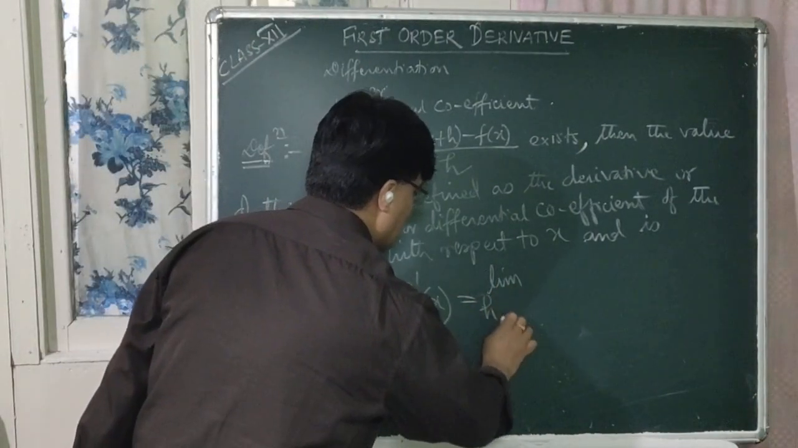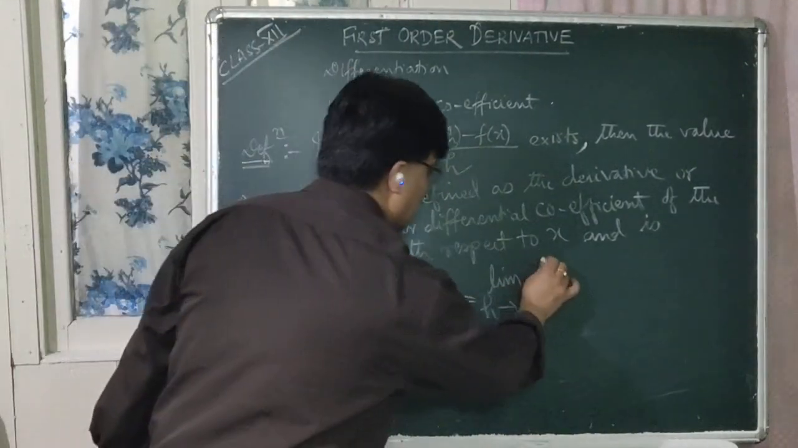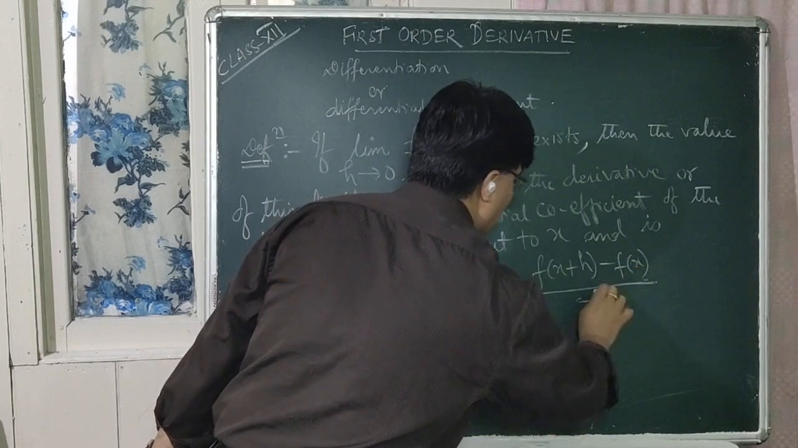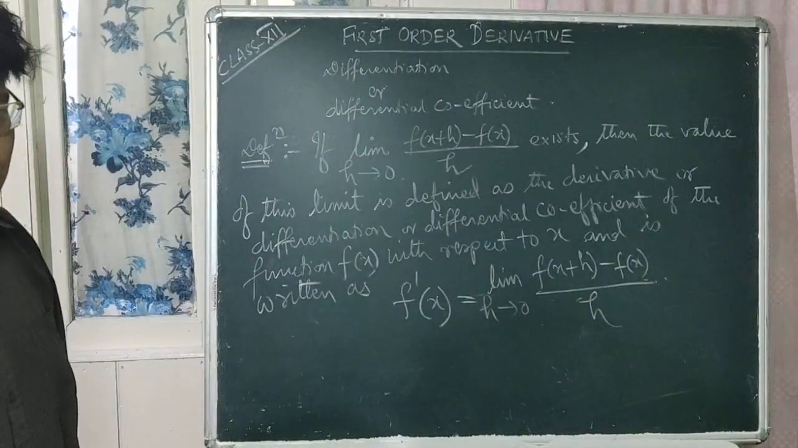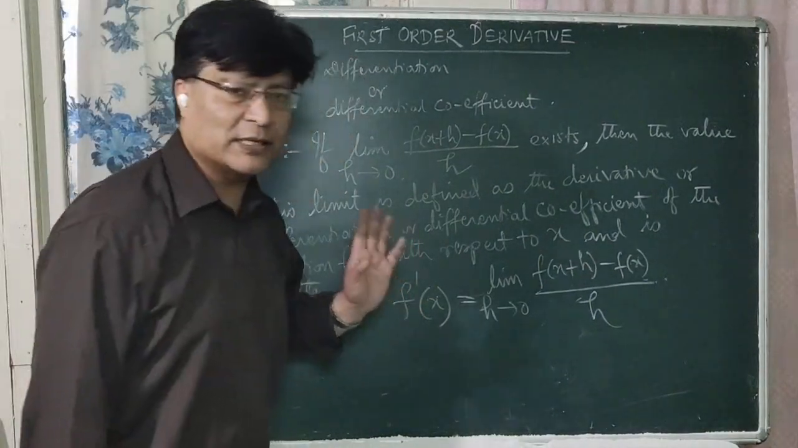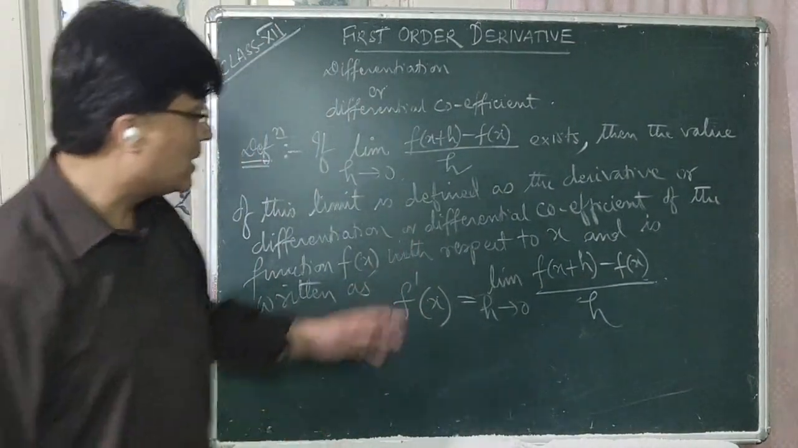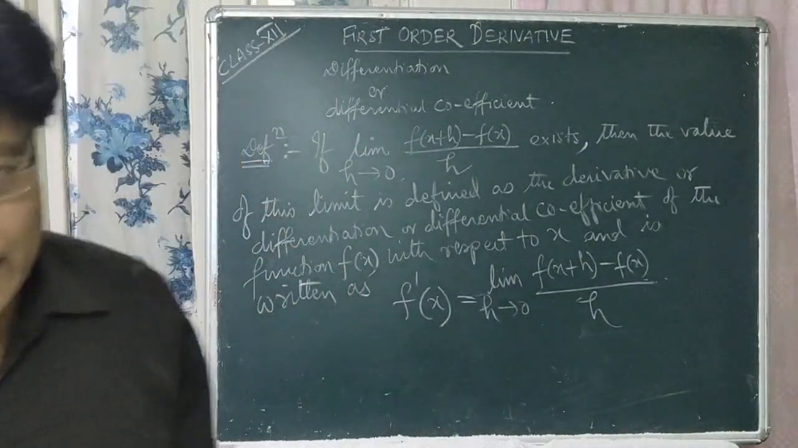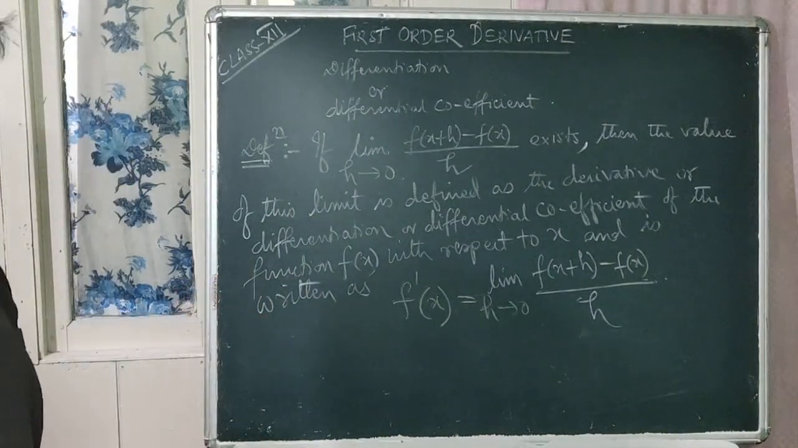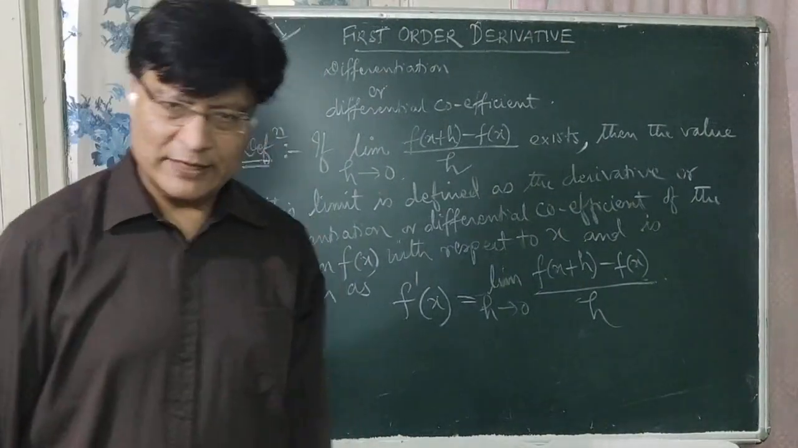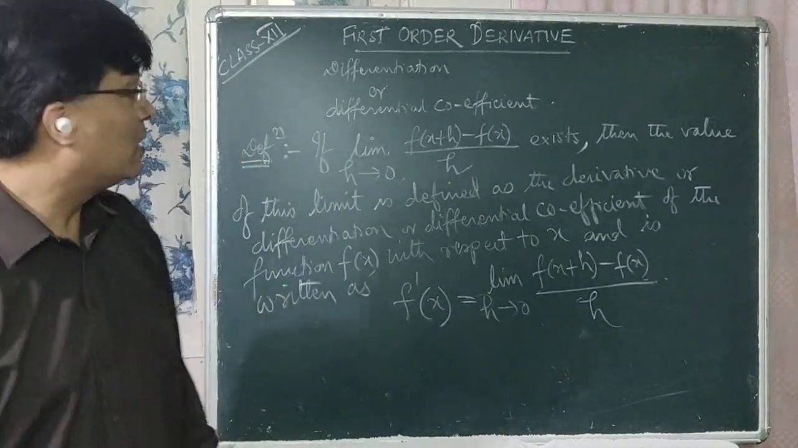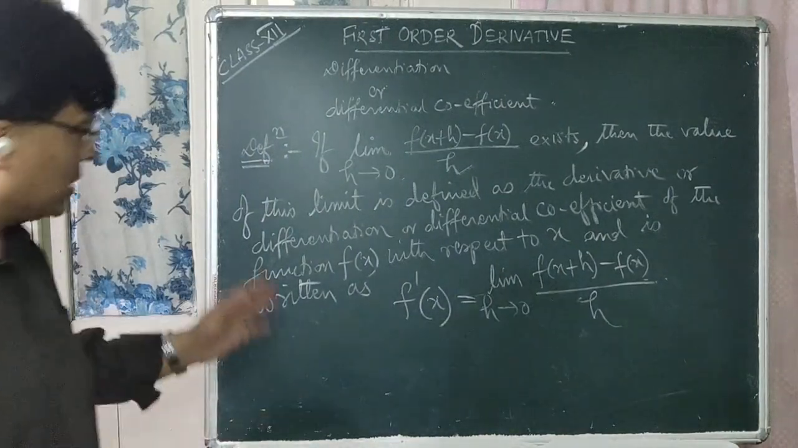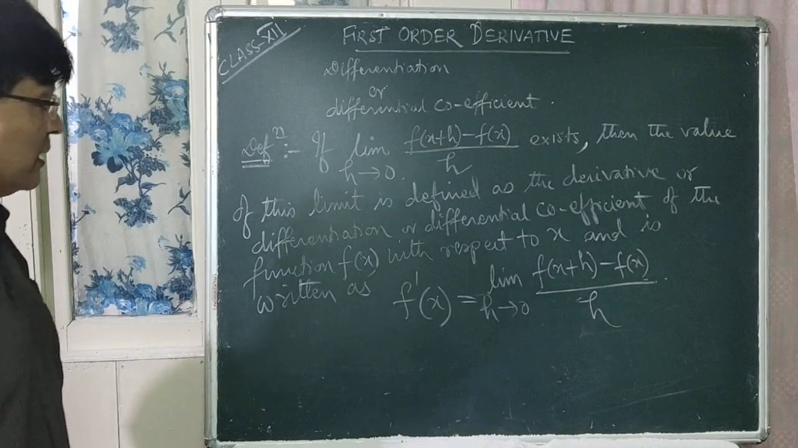So f dash of x is defined as limit h tends to 0, f of x plus h minus f of x, this whole divided by h. So this f dash of x is the differentiation of f of x with respect to x. This is the basics of derivative or differentiation or differential coefficient. So we can copy it. This is the definition. I think you have done it in class 11 also, right?